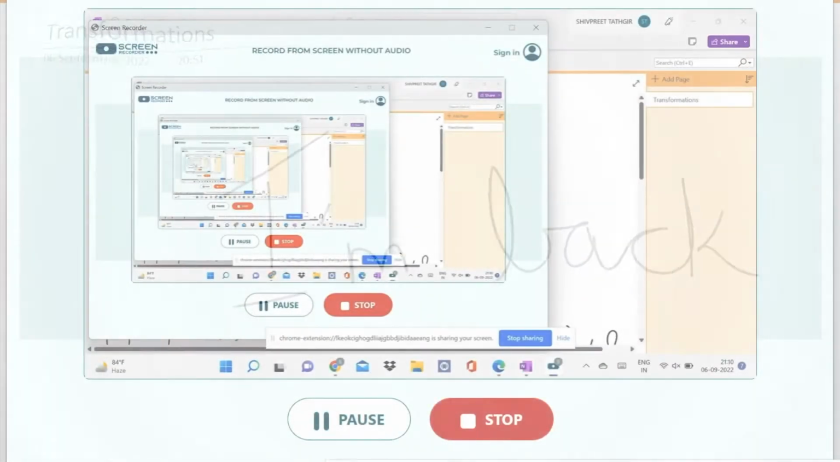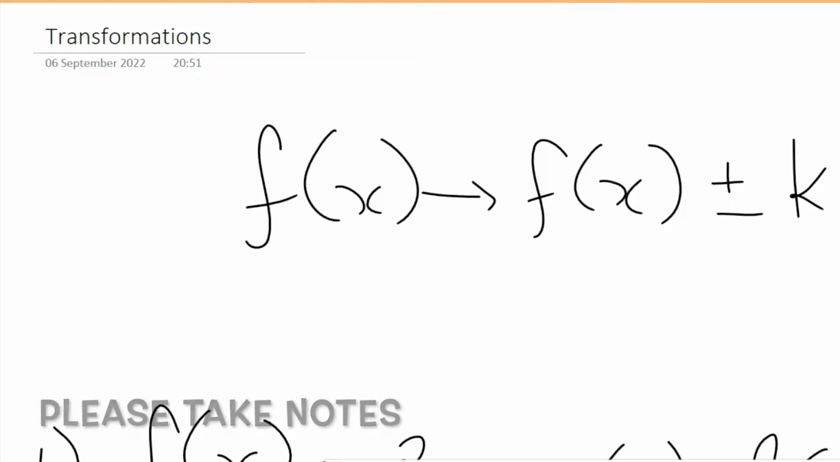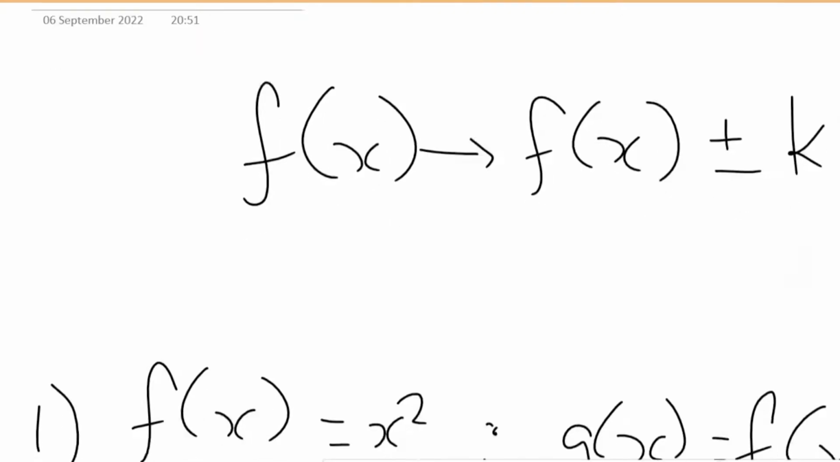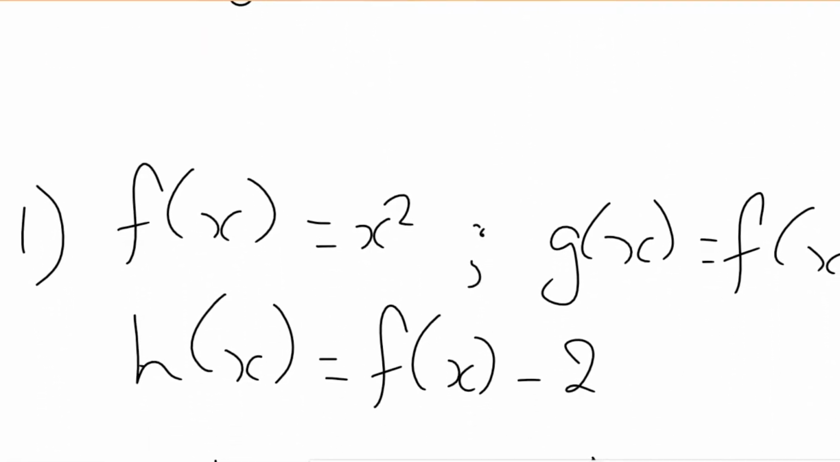Now let's get started. The most basic and easiest part of transformation is vertical translation. So let's start with that. Vertical translation is written as f of x plus minus k, as you can see over here. If k is positive, the graph will move k units up, and if it's negative, it will move k units down. So supposing we have an equation f of x is equal to x squared.